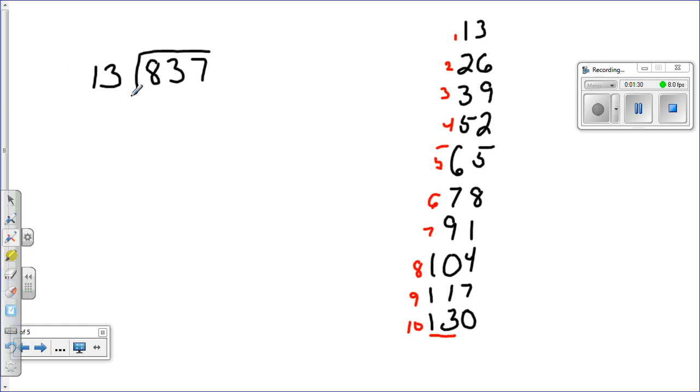So again, we're looking. Does 13 go into 8? No. But does 13 go into 83? Yes. What's the number? Closest to 83 but less than it, 78. So therefore we got a nice looking 6 right there. 6 times 13 gives us 78. We're going to subtract. 83 minus 78 gives us a 5.